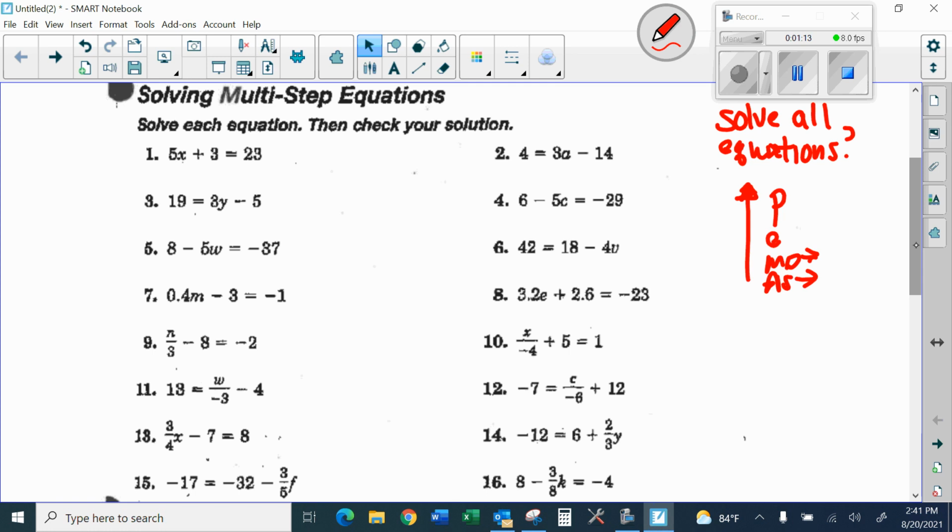Now, before we apply reverse PEMDAS, you first combine all like terms. After you get all like terms together, then you apply reverse PEMDAS. When I say all like terms together, that means all like terms on the same side of the equal sign. Combine like terms, then we go ahead and apply reverse PEMDAS.